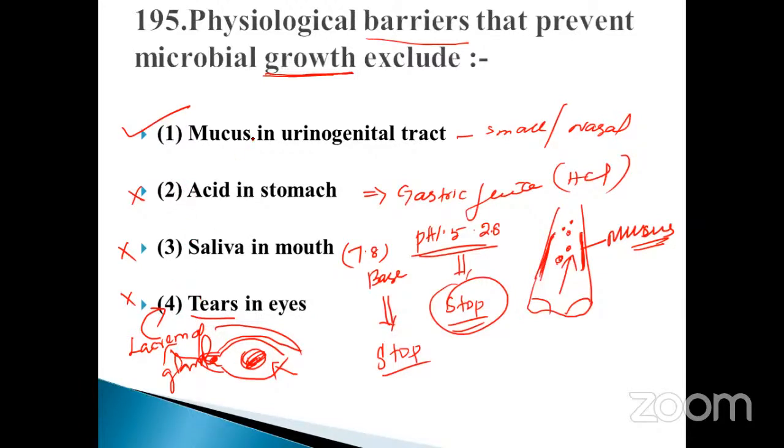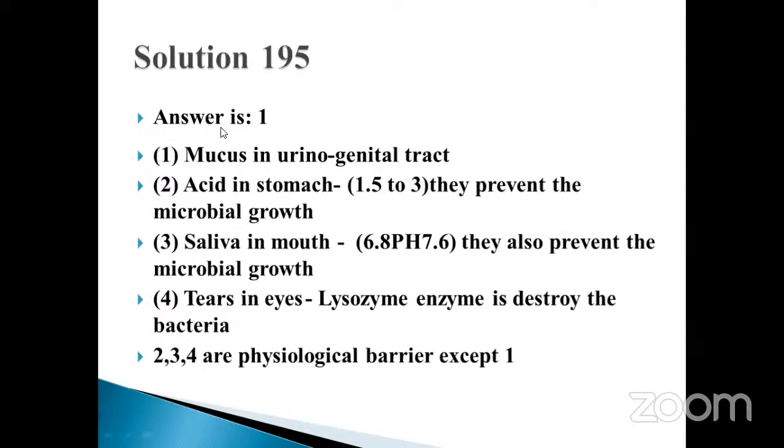Included. This one is the excluded. So this is the correct answer, my dear. See that? Mucus of the urinary genital tract. What happened? It will not prevent the microbial growth. It does not act as a physiological barrier. See the answer? The answer is 1.